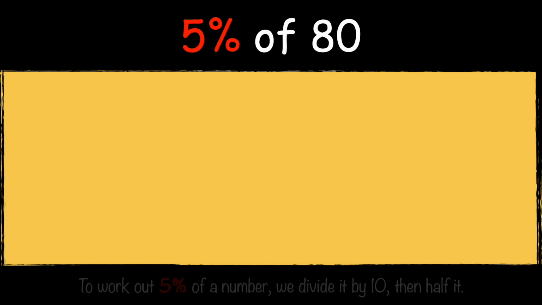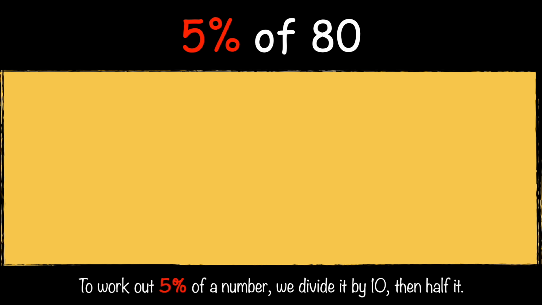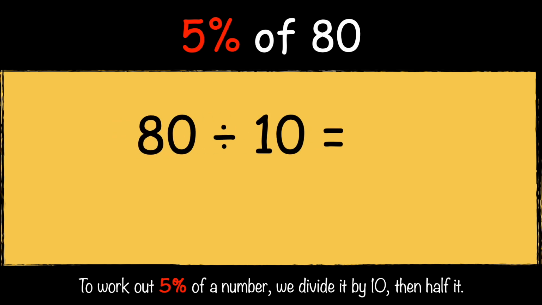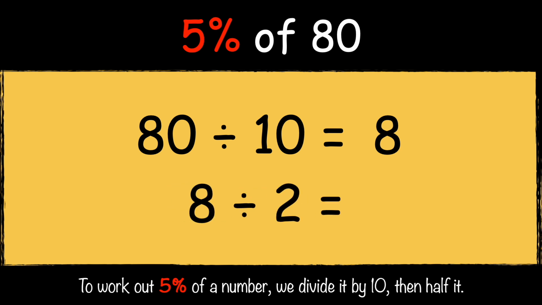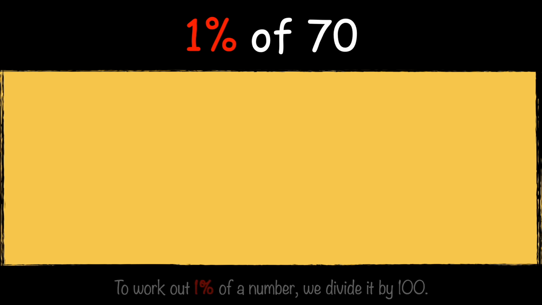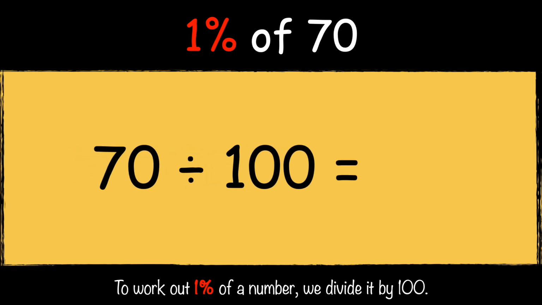Next, we'll look at 5% of 80. To find 5%, we find 10% and then half it. 80 divided by 10 equals 8. And then half of 8 equals 4. Finally, we'll look at 1% of 70. To find 1% of any amount, we divide it by 100. So 70 divided by 100 equals 0.7.